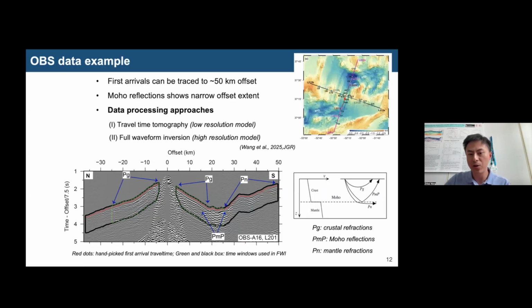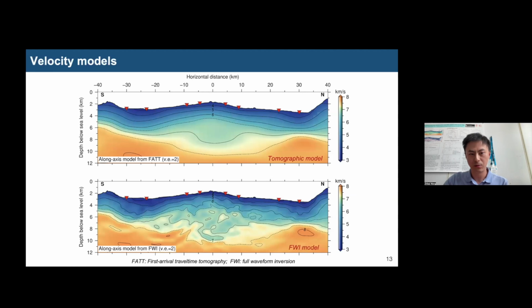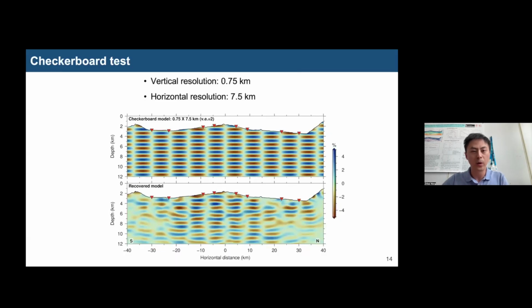The approach to process the data in my study is that I performed travel time tomography to get a low resolution model, and then used seismic full waveform inversion to refine the velocity model. So here I show you the final result. The figure on the top is from travel time tomography, and on the bottom is from seismic full waveform inversion. Before interpreting the velocity, I will tell you that the final inverted model has a vertical resolution of 750 meters and a horizontal resolution of 7.5 kilometers.